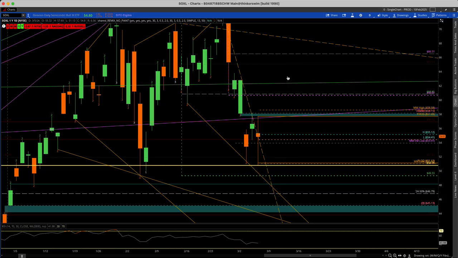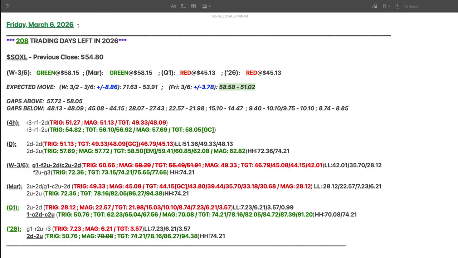Let's go ahead and go to the notes here. We've been looking at the charts quite a bit and just kind of getting to wrapping things up here. So for Friday, March 6th, there will be 208 trading days left in 2026, and we know the close price on Thursday, March 5th was 58.40.